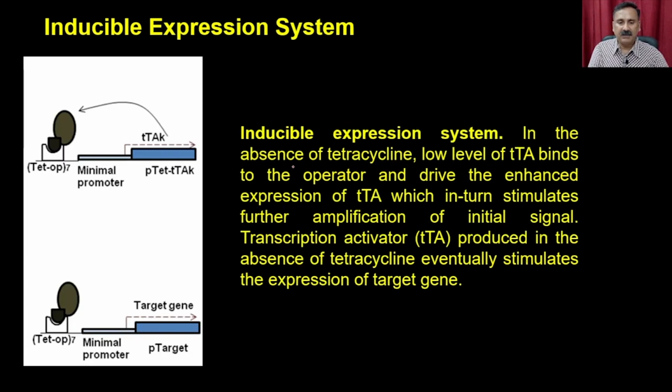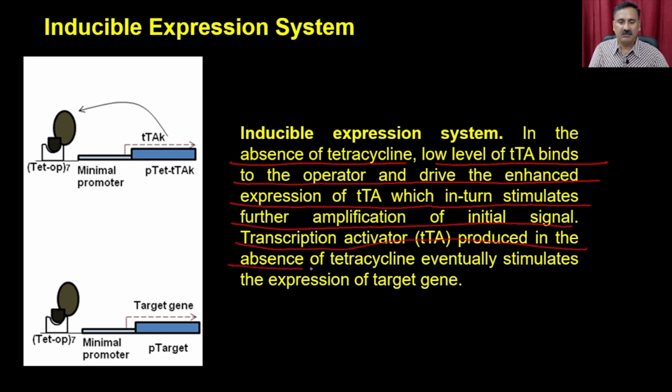So in the absence of tetracycline, the low level of TTA binds to the operator and drives the enhanced expression of TTA, which in turn stimulates further amplification of the initial signal, and the transcriptional activator produced in the absence of tetracycline eventually stimulates the expression of the target gene. So this is all about the expression machinery that we have discussed for protein production or enzyme production.